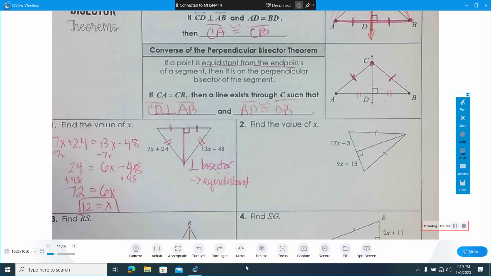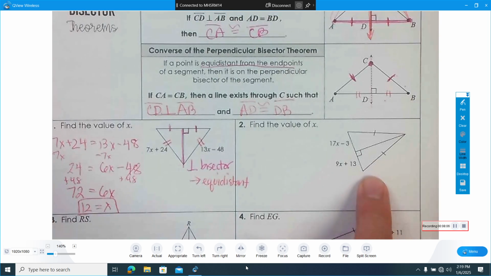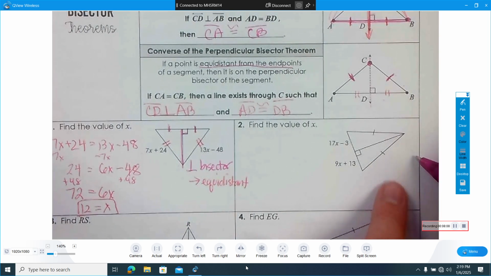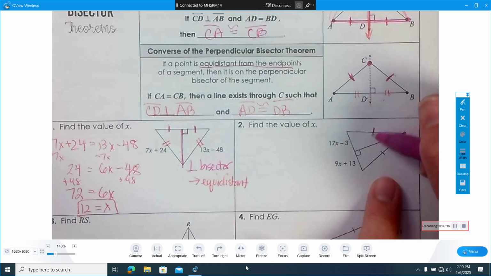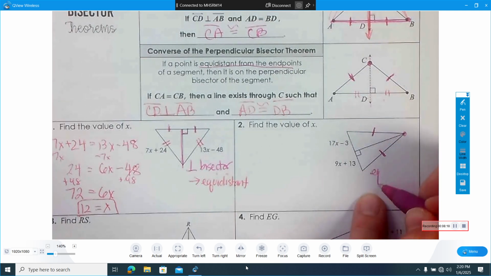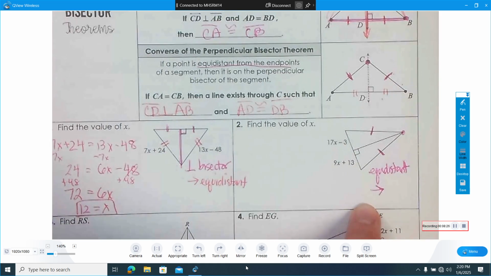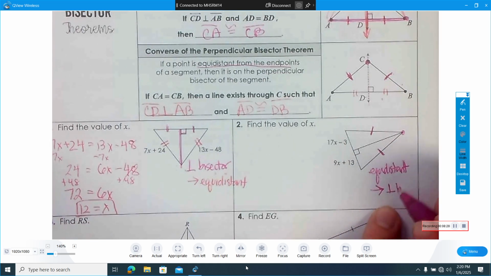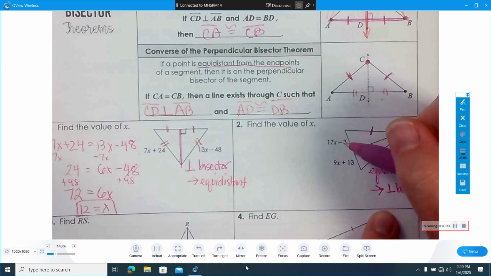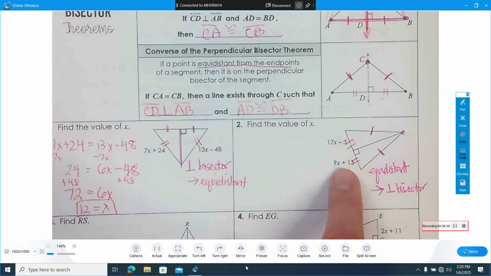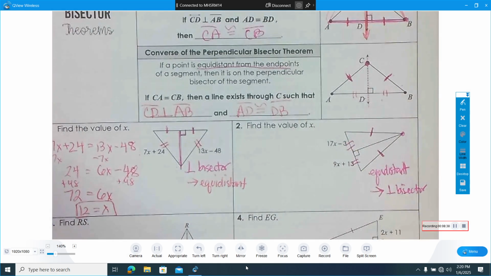All right, let's look at number 2. Slightly different picture. What are they telling me in this picture? Yeah, the hypotenuse is, yeah, there you go. We are equidistant. Equidistant from the endpoints, which means we must be on a perpendicular bisector. So we got the perpendicular part, but we got to have the bisected part. So those two little segments are going to be equal.